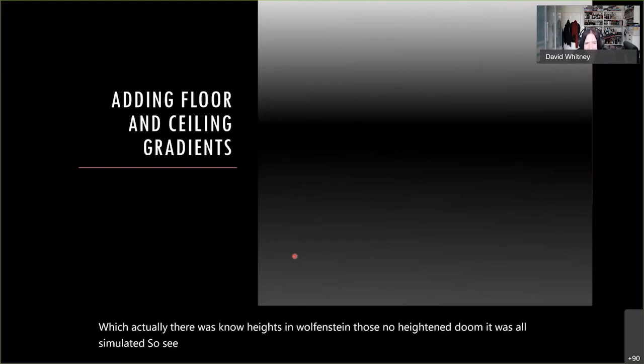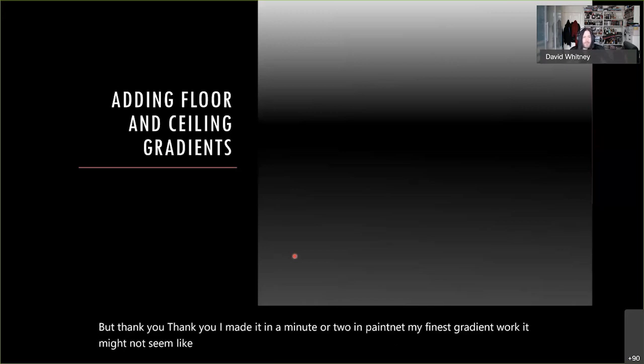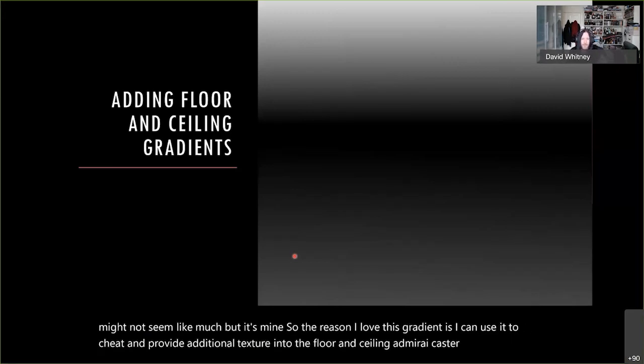So see this gradient. I like this gradient very much. I made it in a minute or two in paint.net. My finest gradient work. It might not seem like much, but it's mine. So the reason I love this gradient is I can use it to cheat and provide additional texturing to the floor and ceiling of my raycaster, while literally writing one line of code.